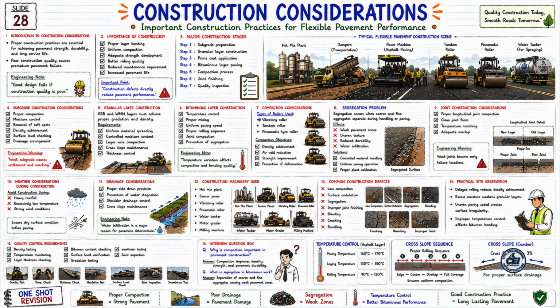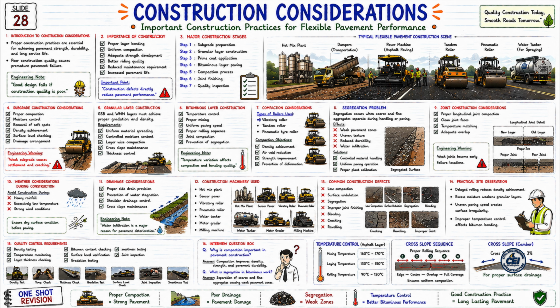Now let us look at the fifth topic. 5 Granular layer construction. What is important in GSB and WMM layers? Uniform material spreading, controlled moisture content, layer-wise compaction, cross-slope maintenance, thickness control, and proper gradation and density are very important for granular layer stability.